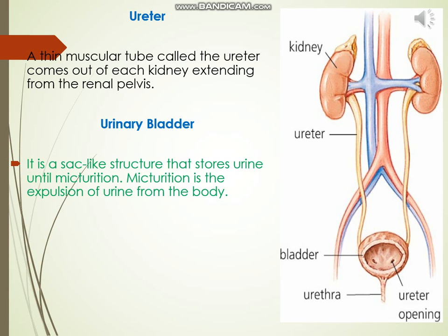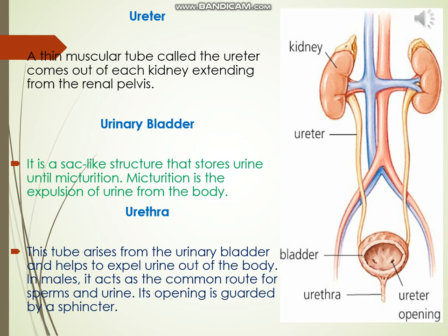After that, next one is the urethra. This tube arises from the urinary bladder and helps to expel urine out of the body. In males, it acts as the common duct for sperm and urine. It opens outside, guarded by a sphincter.